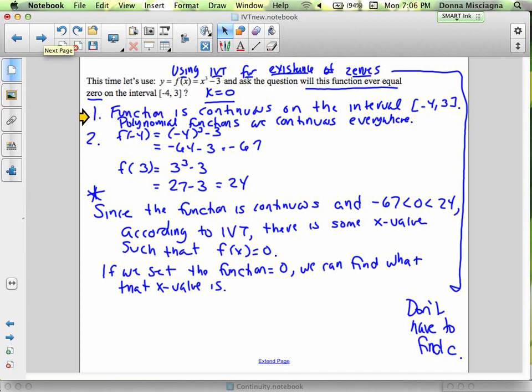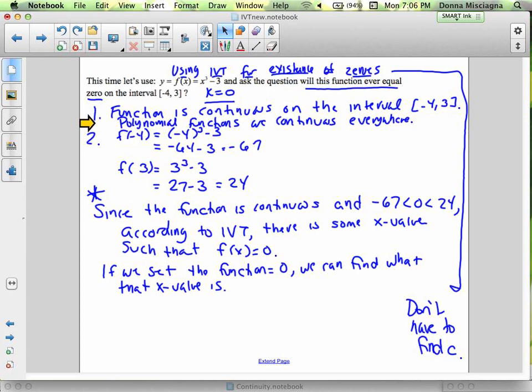So number 1, we have to show we have a continuous function. Our function is continuous on the interval negative 4, 3 because polynomial functions are continuous everywhere. We don't have to prove it. That is known to be continuous everywhere.